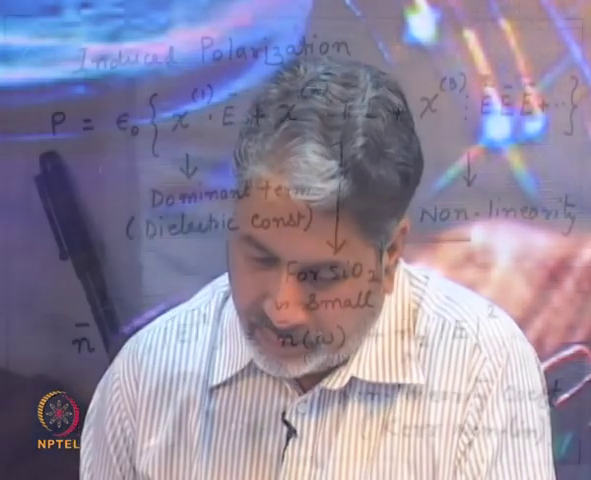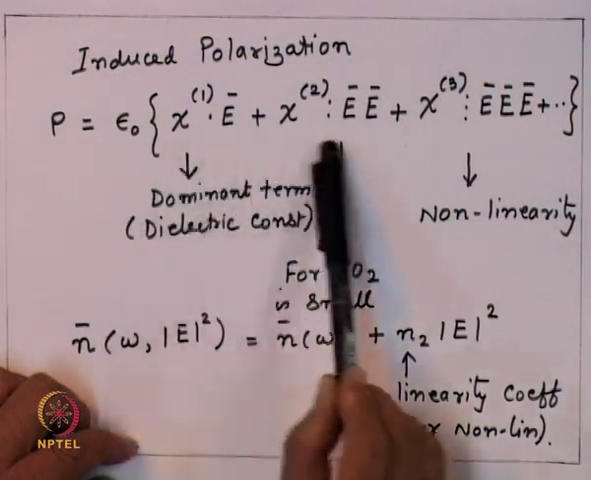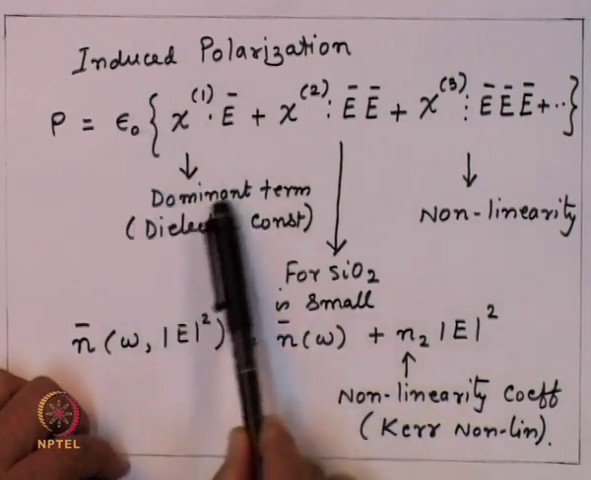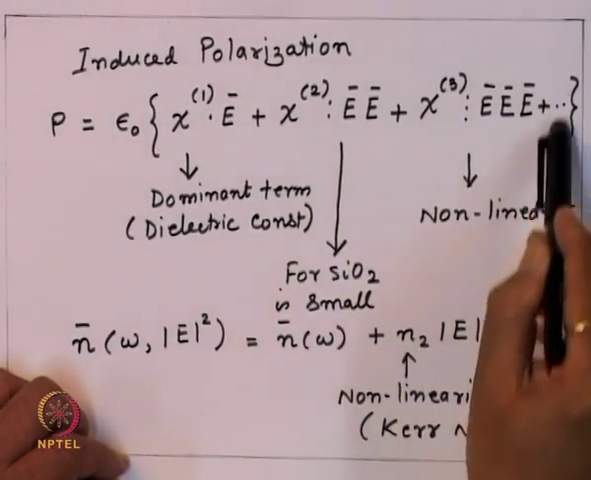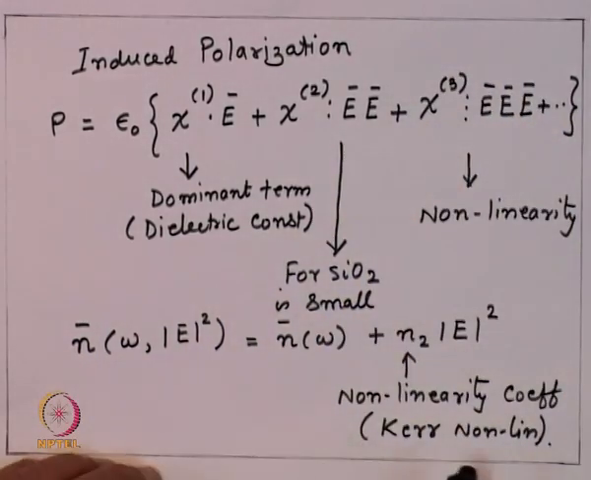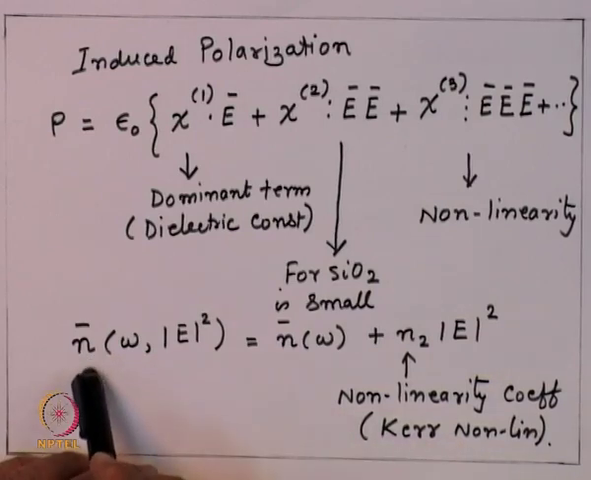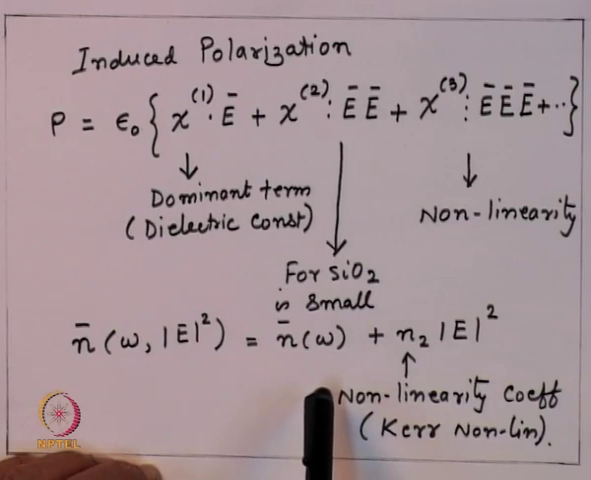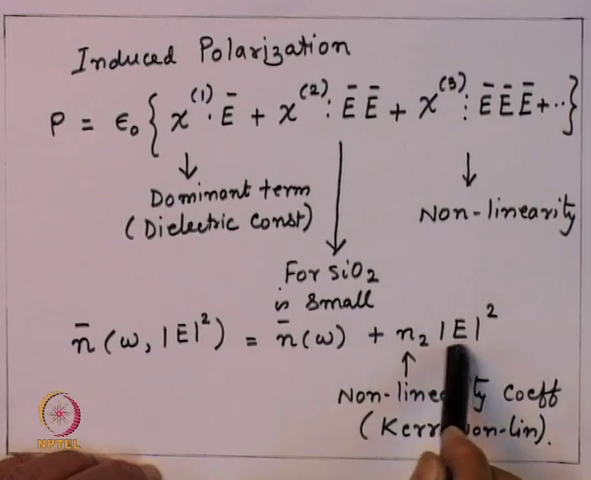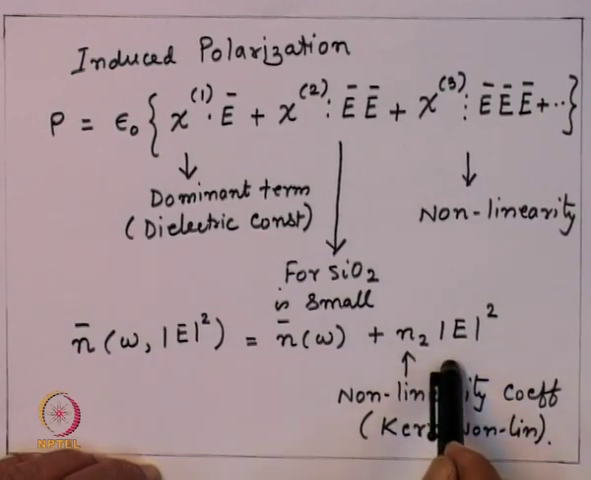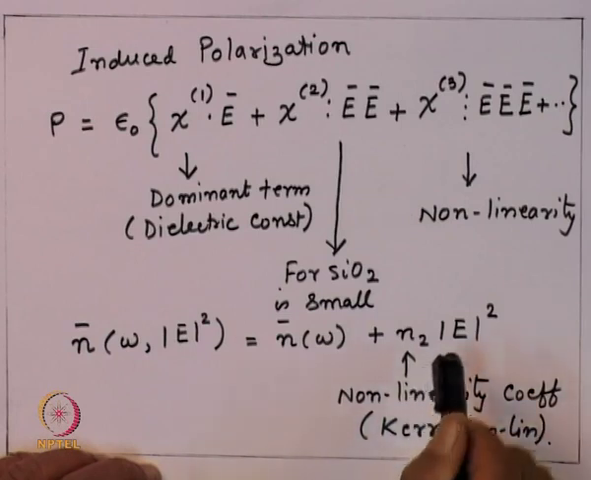So, we showed that the polarization has these terms here. This is the dominant term which contributes to the dielectric constant, and that is the term which contributes to the non-linearity. So, for the Kerr non-linearity, the refractive index of the material has a term which is proportional to the square of the electric field or the power density in the material. So, essentially we are investigating the pulse propagation inside an optical fiber in the presence of this non-linearity.